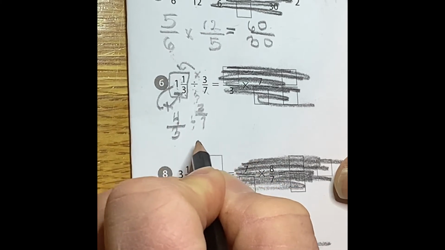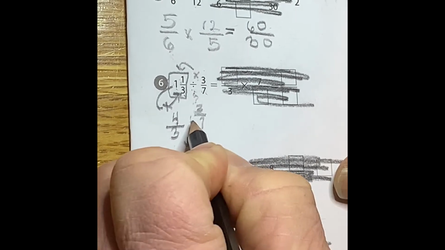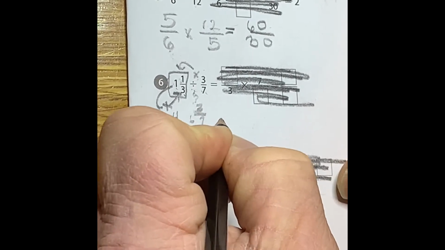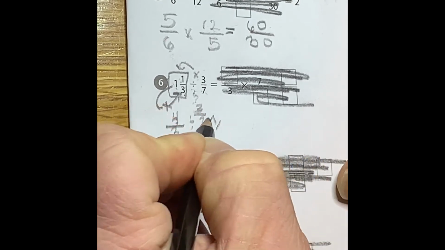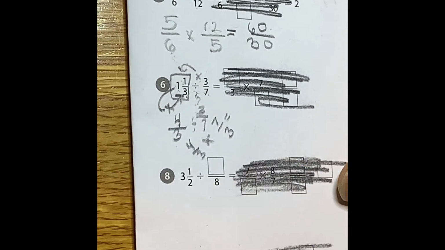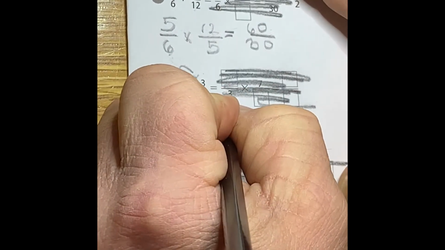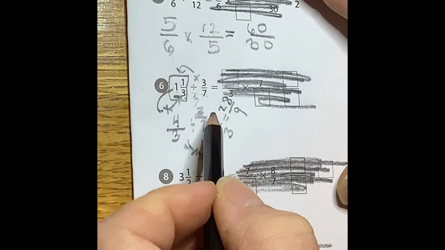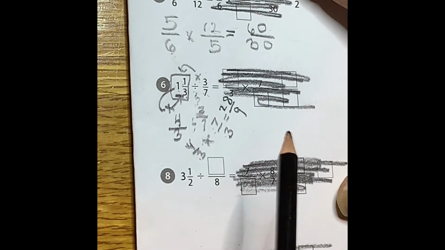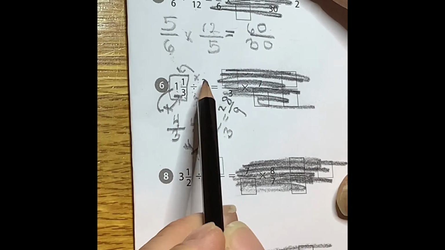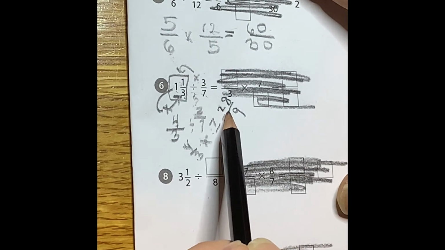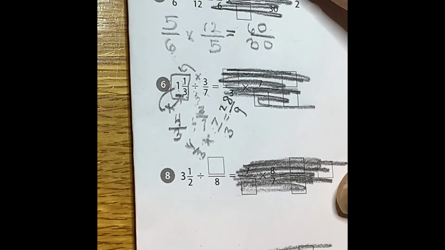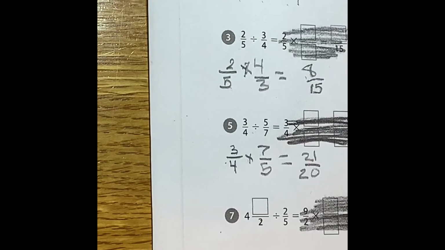Well, 4/3, we change to multiplication, and we flip 3/7 to 7/3. Now, how do we figure that out? 4 times 7 is 28. 3 times 3 is 9. So your answer, once we got everything done, to 1 1/3 divided by 3/7 is 28/9. Now, of course, we could change this back into a proper number, but that we're going to save for tomorrow's lesson. All right, let's take a look at number 7.